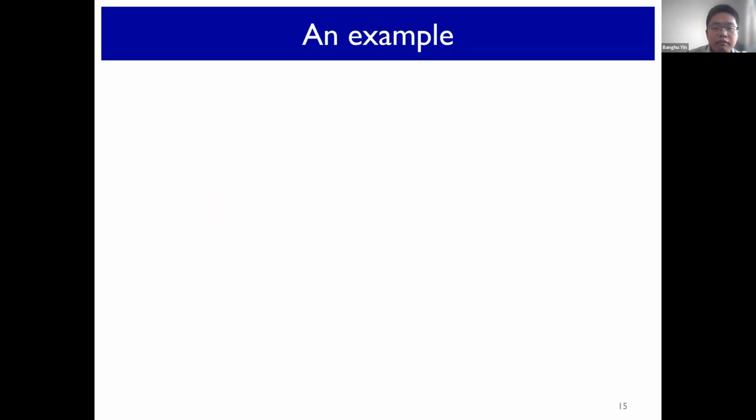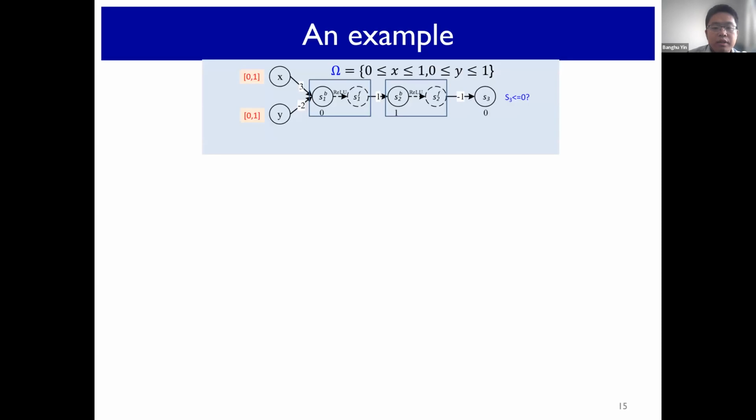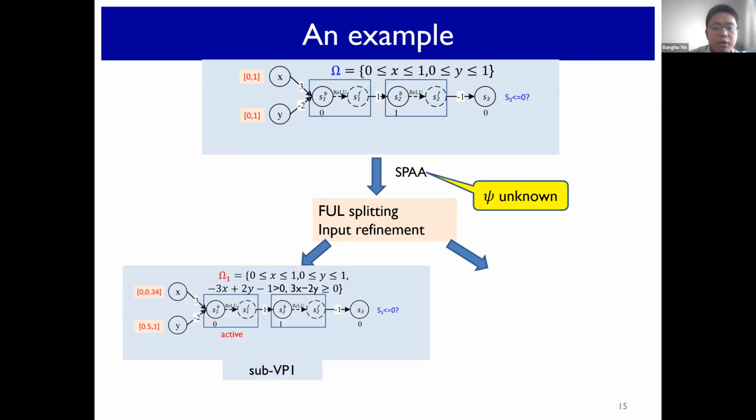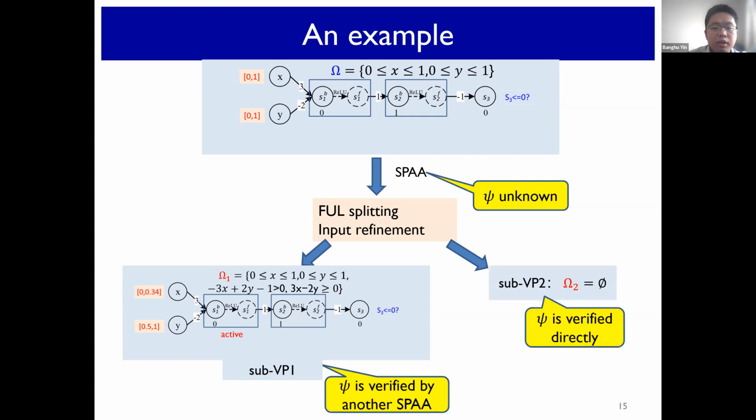For our motivating example, after the first SPAA, the property is unknown. Then we do FUL splitting and input refinement and get two sub-VPs. For sub-VP1, the property can be verified by another SPAA. And for sub-VP2, the property is verified directly since the input range is empty.